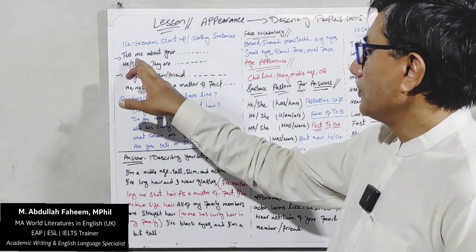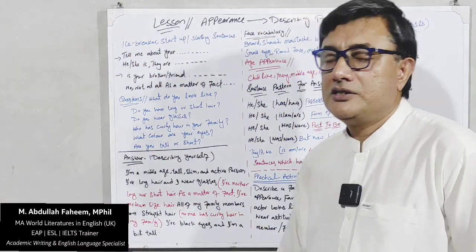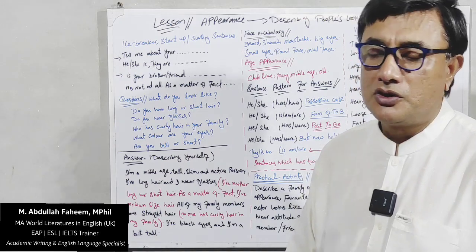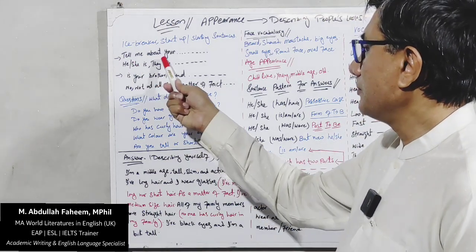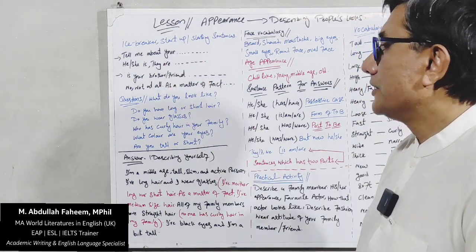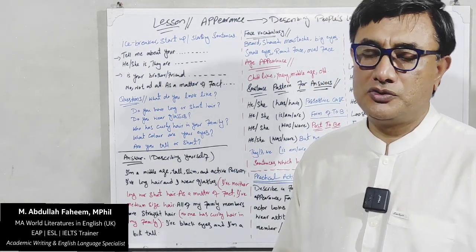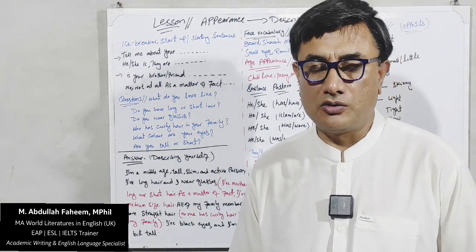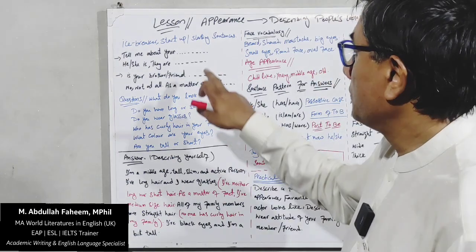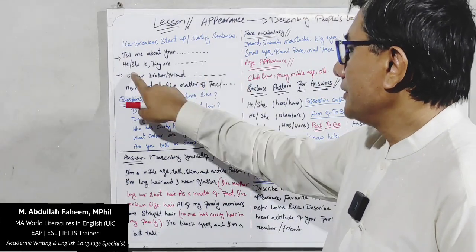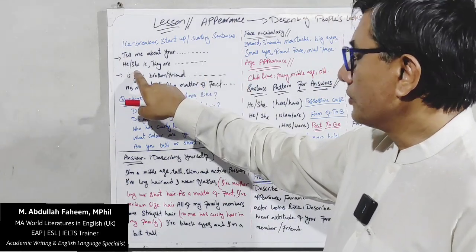So first of all, tell me about. आप अगर आपने किसी से किसी की appearance के बारे में पूछना हो तो आप इस किस्म का word use करेंगे. Tell me about your and space. Tell me about your father, tell me about your mother, tell me about your brother, tell me about your siblings, tell me about your friends, or tell me about your colleagues. You can put any word in this very blank, and the response will always be he, she, or they are.